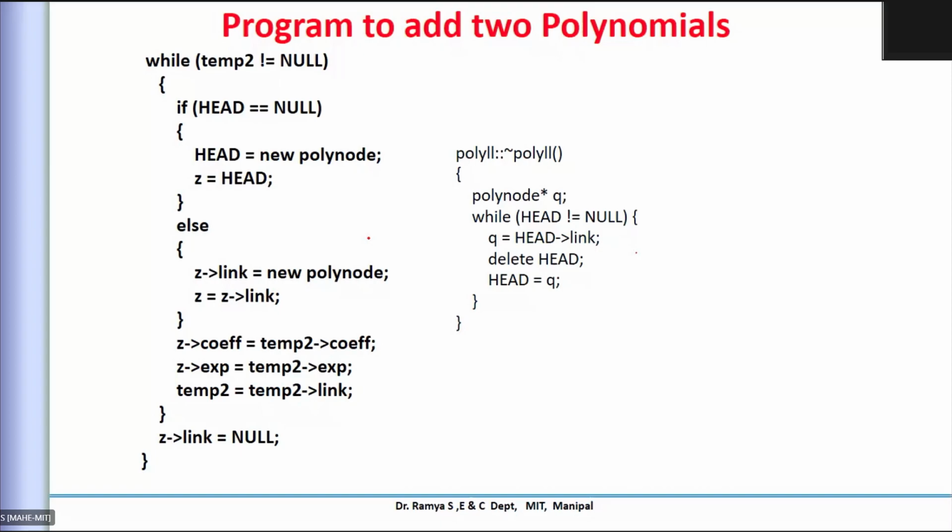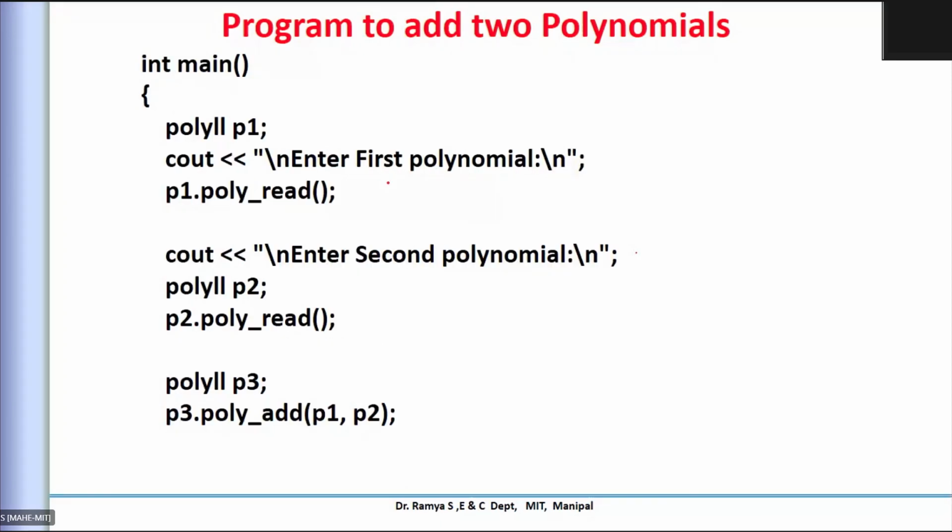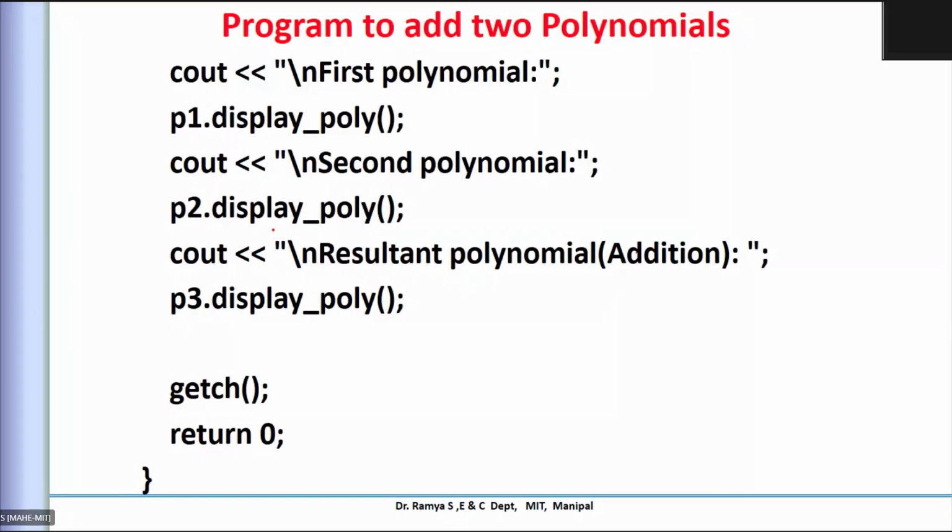This is how the user can enter the first polynomial and the second polynomial. You call the read operation and take the new one. This is another method where you pass the polynomials you created to the function. Display is nothing but displaying both of the polynomials and the answer. I won't go into detail on that; you can do that.